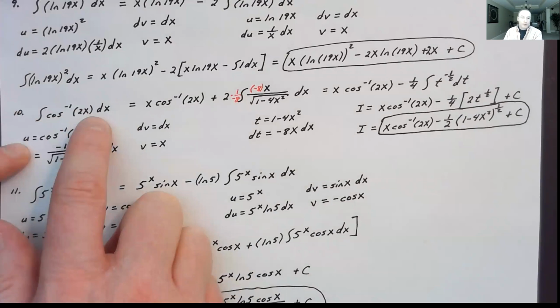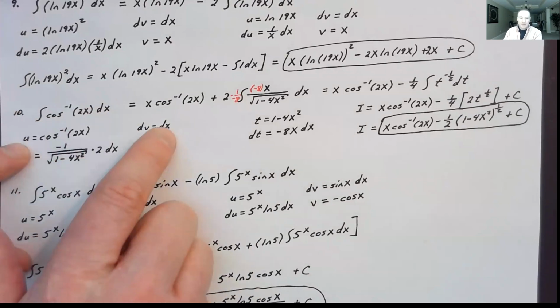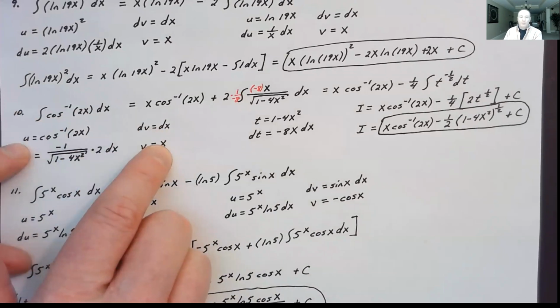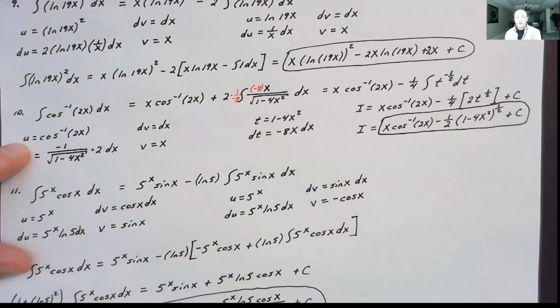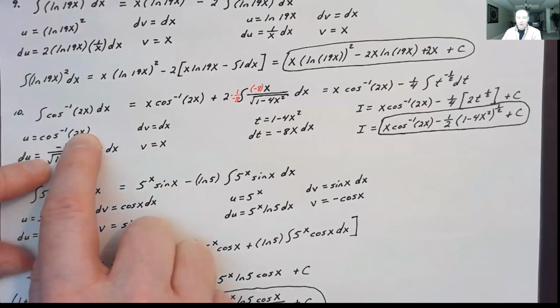Let it equal the entire inverse cosine function. Then dv has to be dx. The integral of 1 dx is x. Please remember from Calc 1, the derivative of the inverse cosine is the same thing as the derivative of the inverse sine, it's just the negative of it. So I get a negative 1 over the square root of 1 minus the group 2x quantity squared.